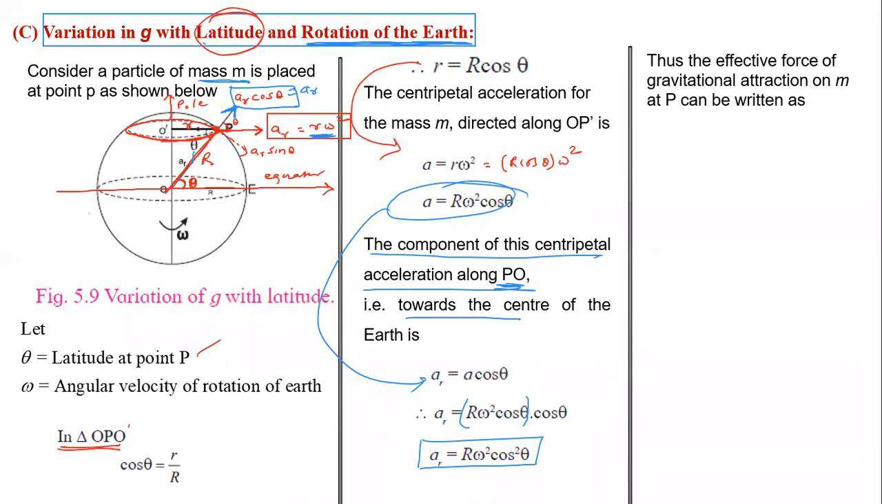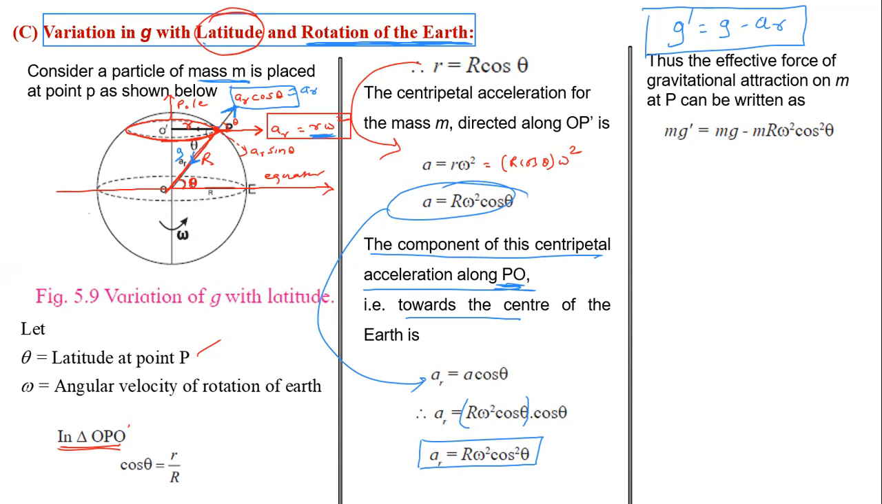So this acceleration due to gravity is acting towards the center. So what is the total acceleration? It is g minus a_r. So the total acceleration, we can write g dash, is equal to g minus a_r. Okay, a_r is this, so we get the formula g minus R omega square cos square theta.